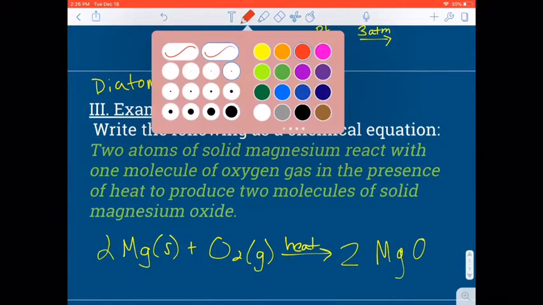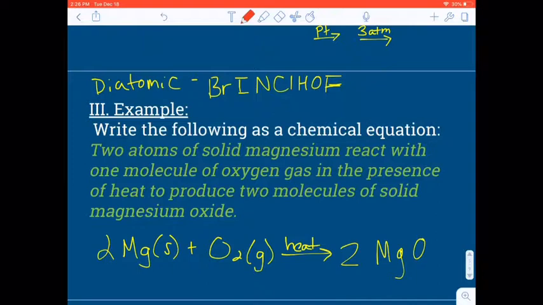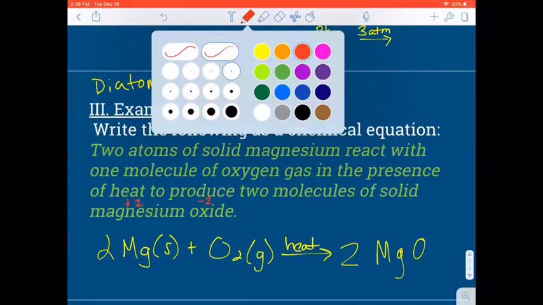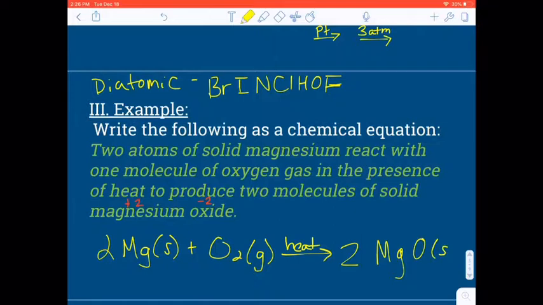Let's double check those charges, make sure we don't need to crisscross anything. Magnesium's always +2, and oxygen's always -2. So when those 2's crisscross, they just cancel out. And magnesium oxide is in the solid phase. So that's all you need to write.